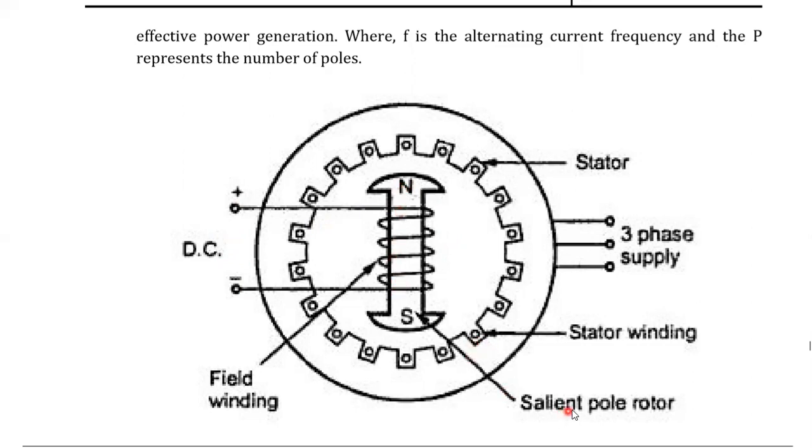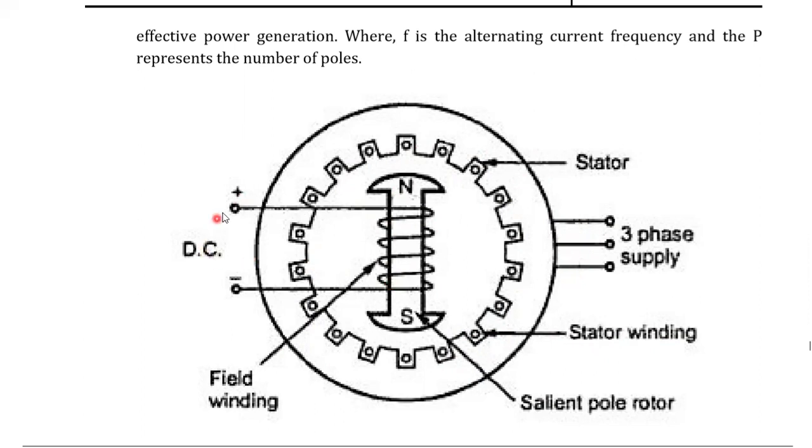That's why it is called a salient pole rotor. The poles are projected, that's why it is called a projected pole rotor or salient pole rotor. This is a salient pole synchronous machine. This is called the stator core, and the stator core has slots in which the stator winding is placed, and this is the three-phase supply. And this is called the salient pole rotor.